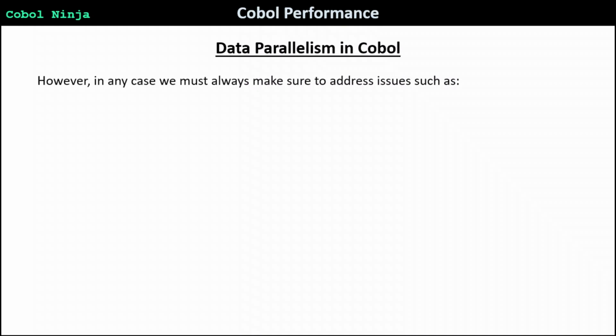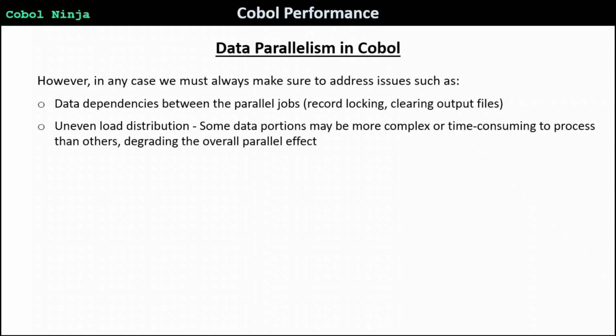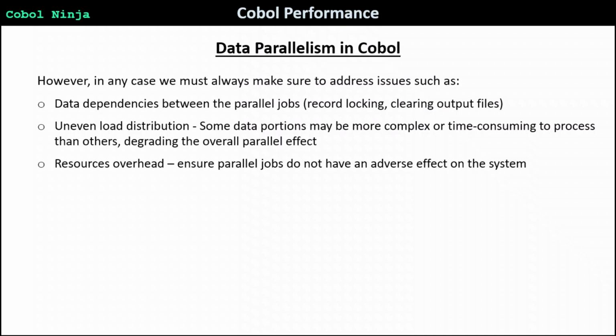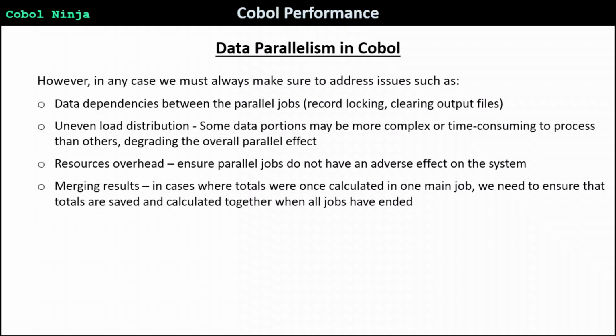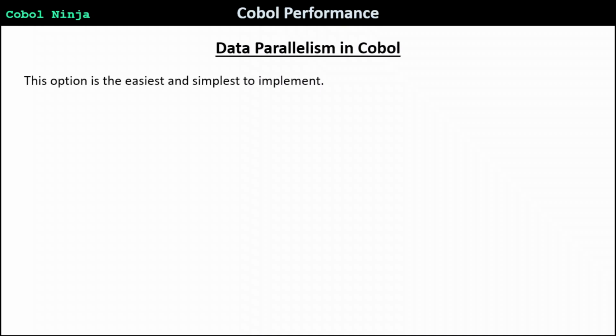However, in any case, we must always make sure to address issues such as data dependencies between the parallel jobs, for example, record locking or clearing output files. Some data portions may be more complex or time-consuming to process than others, degrading the overall parallel effect. We need to ensure that parallel jobs do not have an adverse effect on the system. In cases where totals were once calculated in one main job, we need to ensure that totals are saved and calculated together when all jobs have ended. And having a mechanism in place that waits for parallel jobs to end and then continues to the next phase of the process. This option is the easiest and simplest to implement.